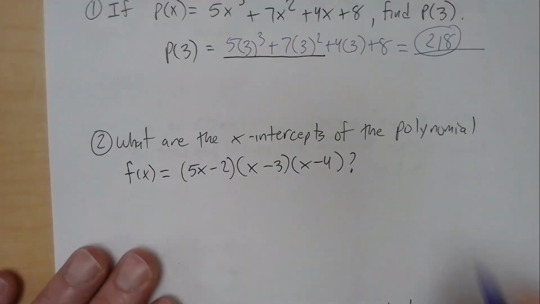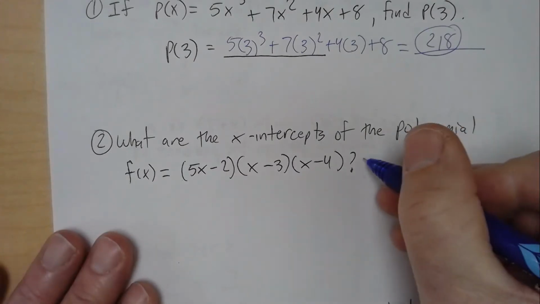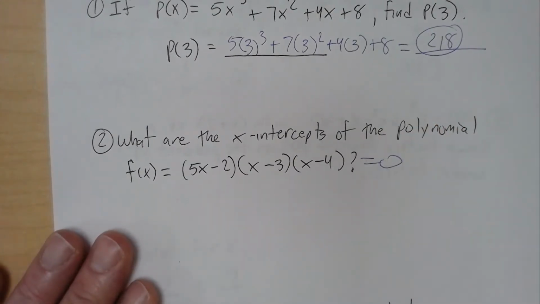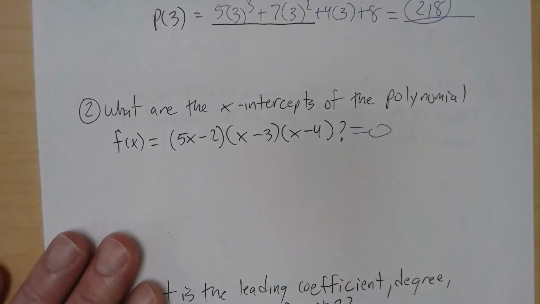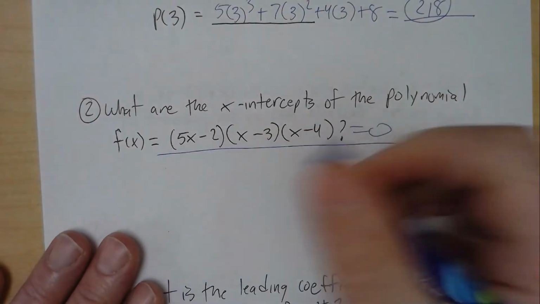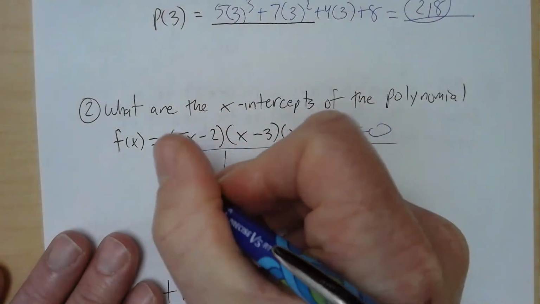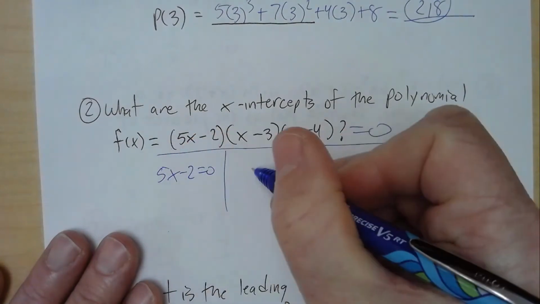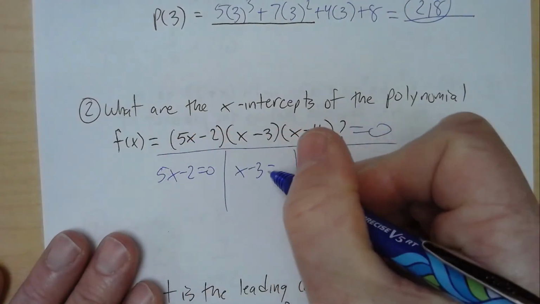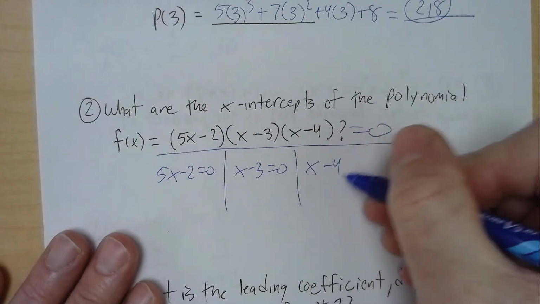Number 2, we want to know the x-intercepts. That's where we set the function equal to 0. Since it's already factored, I don't have to do any work, really. I just have to do the zero product property. 5x minus 2 is equal to 0. x minus 3 is equal to 0, and x minus 4 is equal to 0.